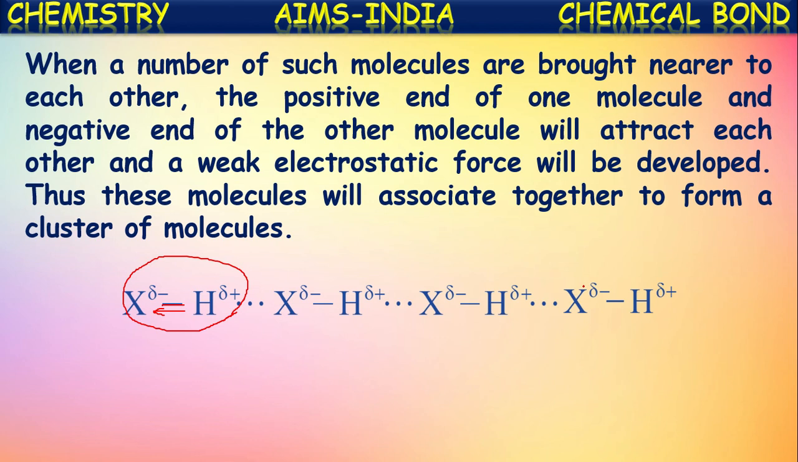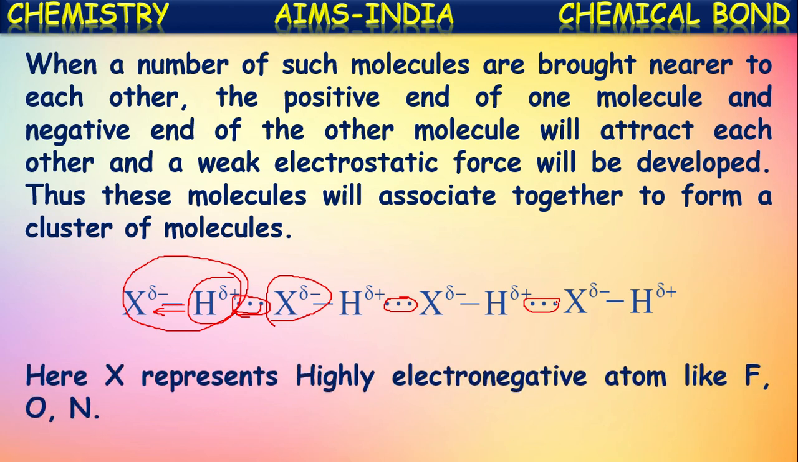Now, when a number of such molecules are brought nearer, what happens? The electropositive hydrogen end of one molecule will be attracted by the electronegative end of another molecule, and thus a certain electrostatic force of attraction will be created between these two. Thus these molecules will associate together to form a cluster of molecules. Because of these attractions between the molecules, they will all be together like a cluster, a group of molecules.